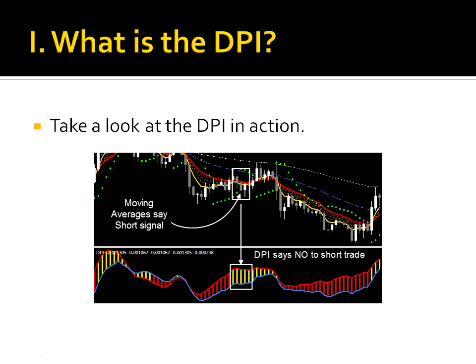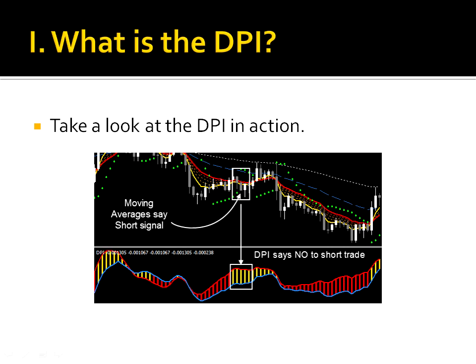So we'll take a look at the DPI in action. At this point, we've got the DPIs underneath the market, and we have what looks like a really nice ribbon trade. We've got all the moving averages in order, all of them. The 89, the 34, the 13, and the 5. And we have a short trade. The parabolic dots appear over top of the price. Price pulls up, hits the 13, closes down, the dots on the proper side.